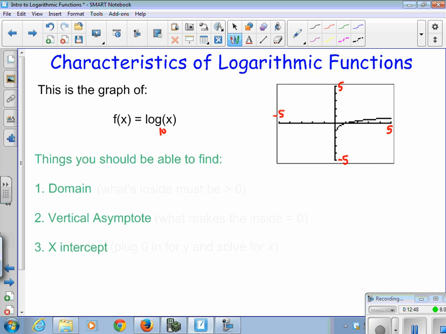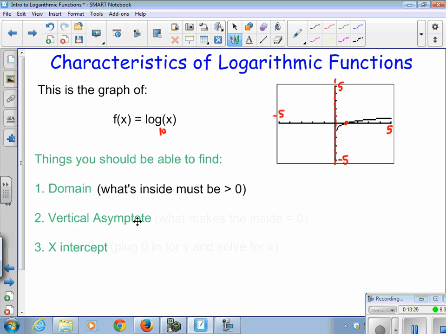And you can see that the graph gets close to the y-axis but never really crosses it, and that's because there's an asymptote there. You can kind of see what the x-intercept should be, and the first thing you should be able to find is the domain. So the domain, to do that, since we know we cannot take the log of a negative number or 0, I know that these numbers that I plug in have to be positive. And so what I'm going to do is set whatever's inside greater than 0.